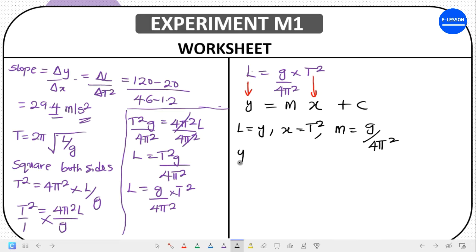In the equation of the straight line, y = mx + c, our m is always the slope of that equation. So when they ask what is the slope of the graph, what they are asking for is m, and that is g over 4π². So you can now write: hence the slope of the graph is g over 4π².